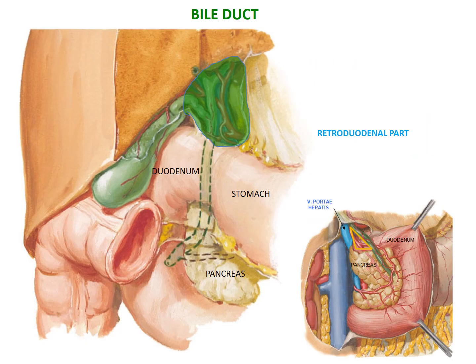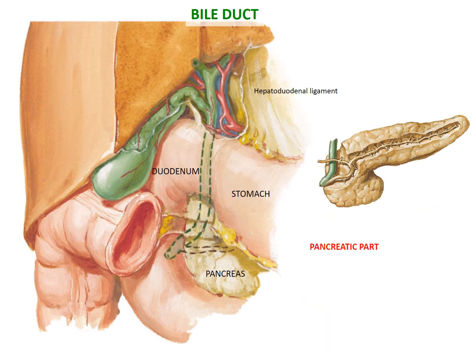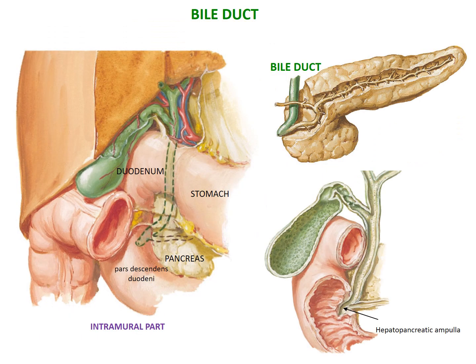On the right small picture you can see that the retroduodenal part of the bile duct lies behind the duodenum and behind the head of the pancreas. The green duct is the bile duct. Pancreatic part of the bile duct lies behind the head of the pancreas, and together with the pancreatic duct forms the hepatopancreatic ampulla. The intramural part of the bile duct enters the descending part of the duodenum at the apex of the major duodenal papilla.